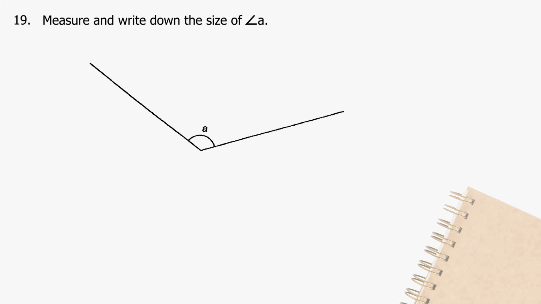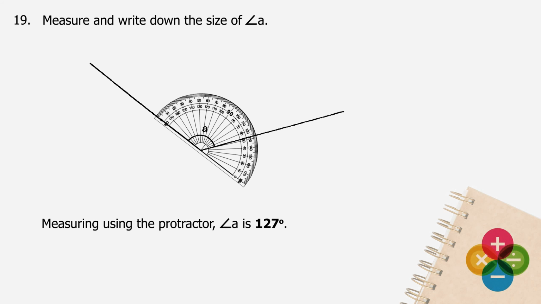Question 19. Measure and write down the size of angle A. Measuring using the protractor, angle A is 127 degrees.